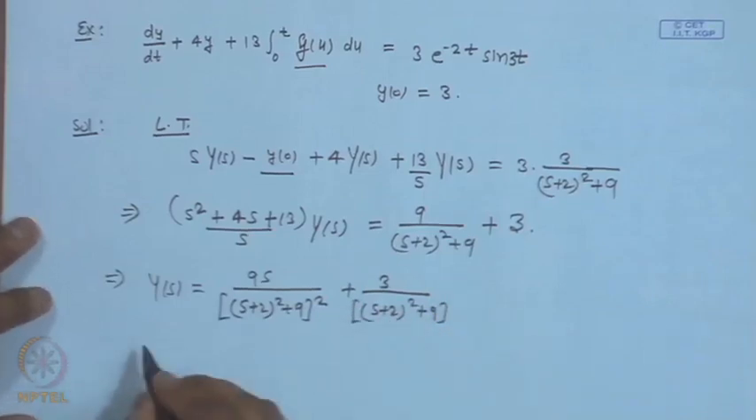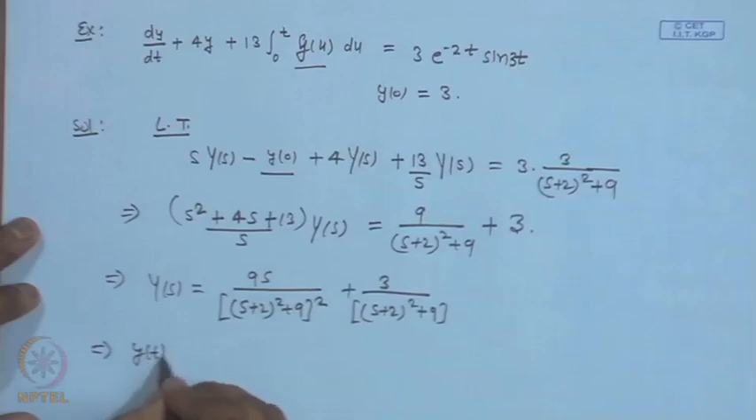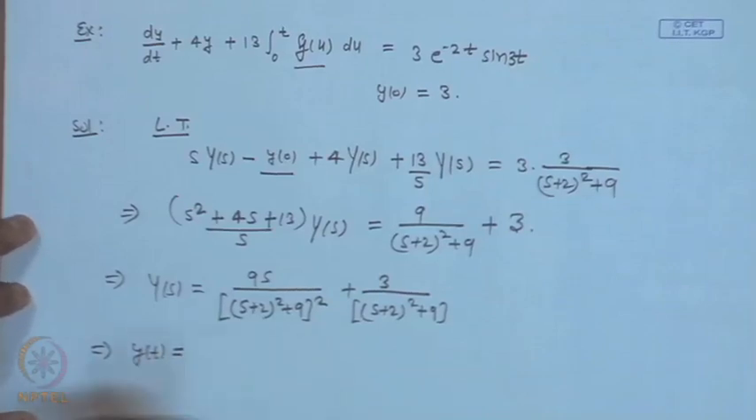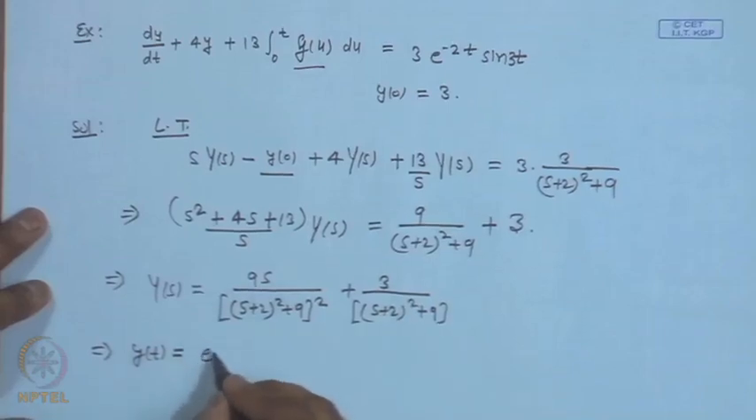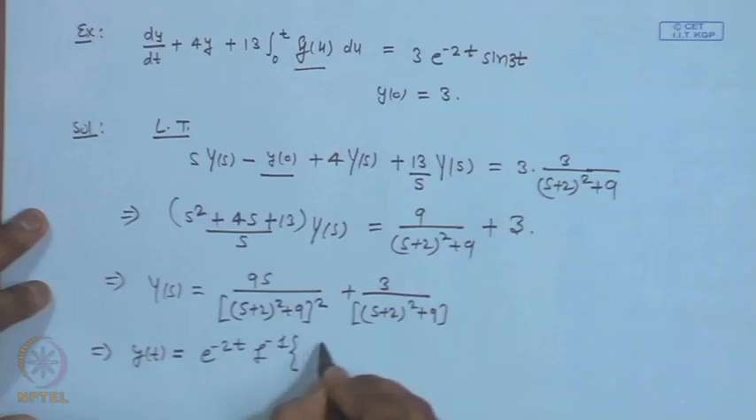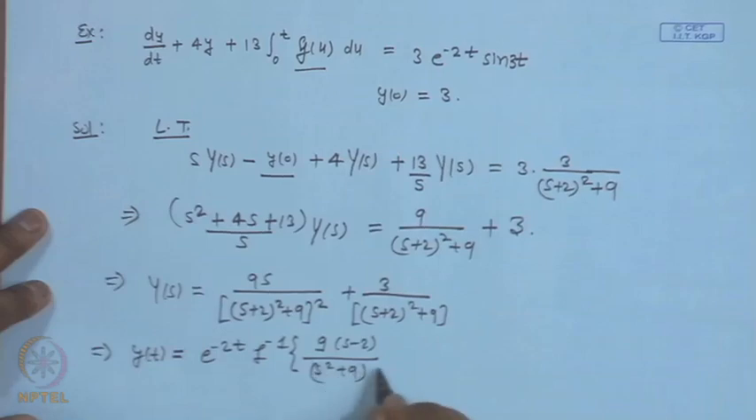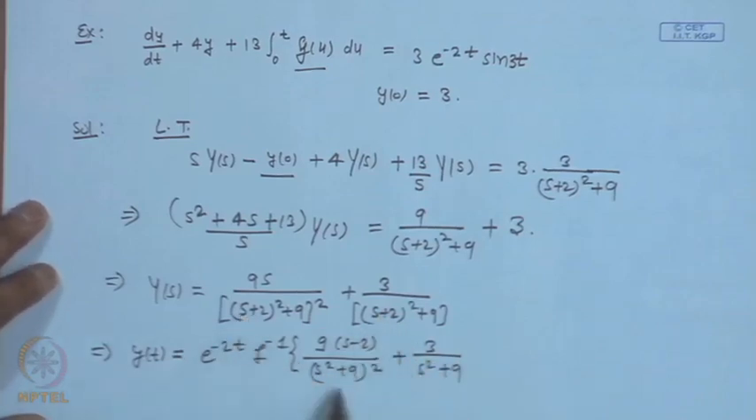Okay. Now, we take the inverse Laplace transform, and just remember again the shift property, because here s is s plus 2. So, let us apply the shift property. We will get e^(-2t) times the inverse Laplace of 9(s minus 2) over (s square plus 9) whole square, plus 3 over s square plus 9. So, s is now s minus 2, and here we have s square plus 9.